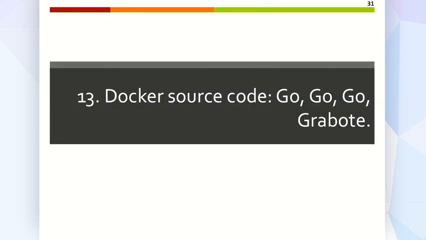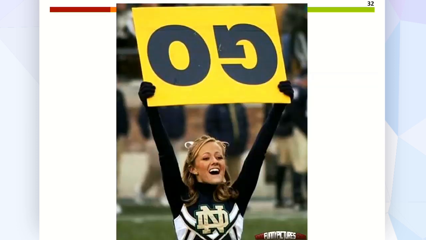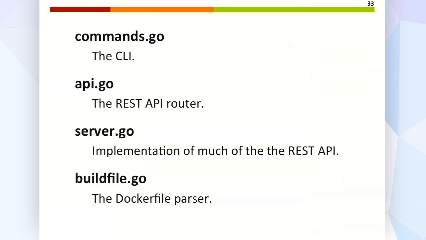Docker source code. I'm a developer more than a sysadmin, and so I like to look at source code. It's all in Go, which is really cool. Go seems to have hit an inflection point. It's getting not just Docker, but a lot of stuff is starting to be done in Go. So these, to me, are the 4 most interesting files to look at in the Docker source code if you want to take a look at it.